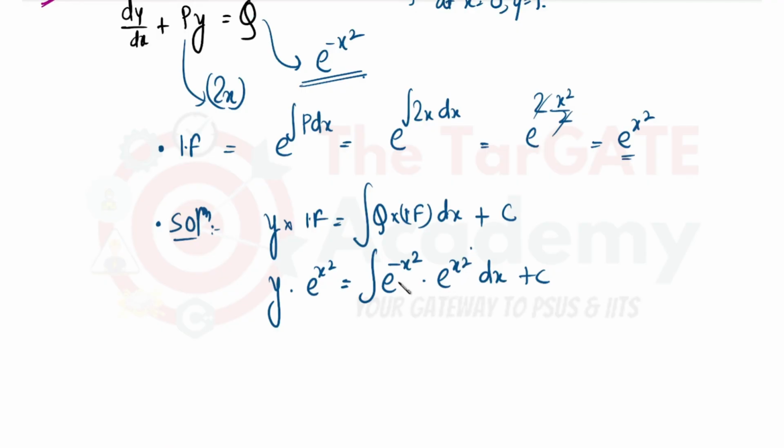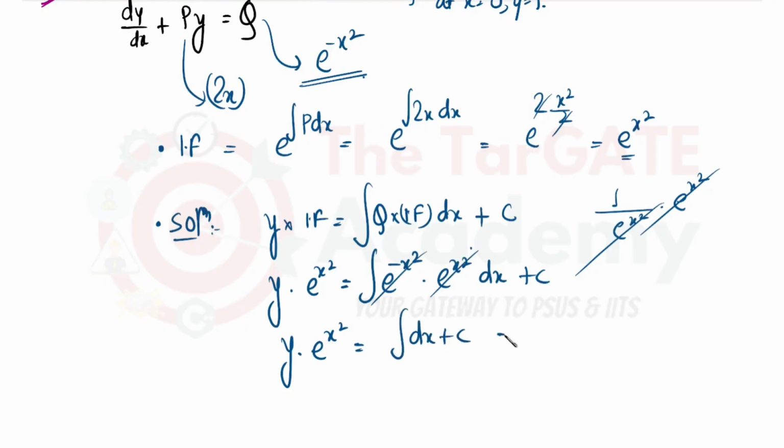So this and this, see, you see e to the power minus x square को आप 1 by e to the power x square लिख सकते हो, और इधर e to the power x square. This will be gone. So I'll have y into e to the power x square. This gone, will be left with dx plus c, which implies y into e to the power x square is equal to x plus c. Am I clear, all of you?